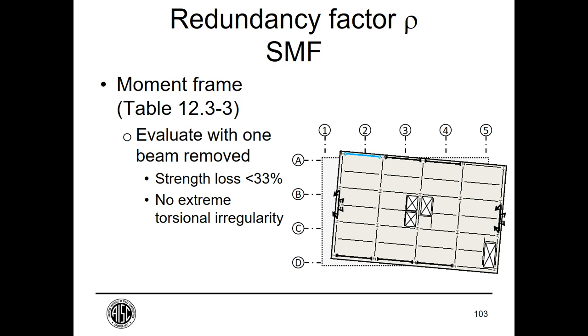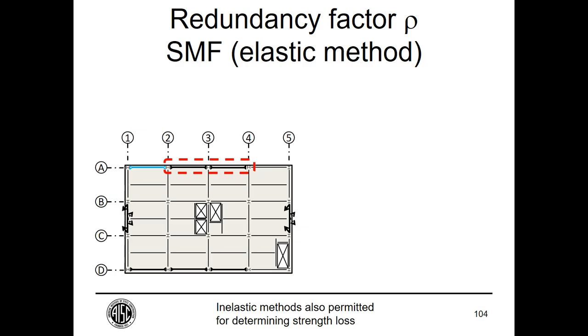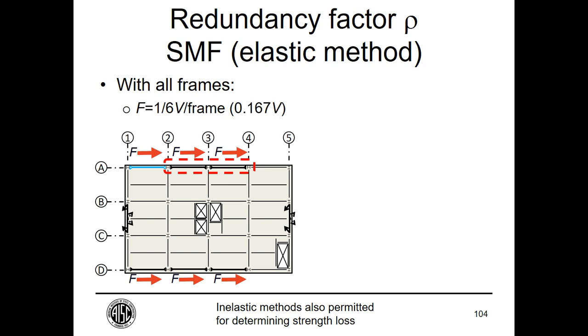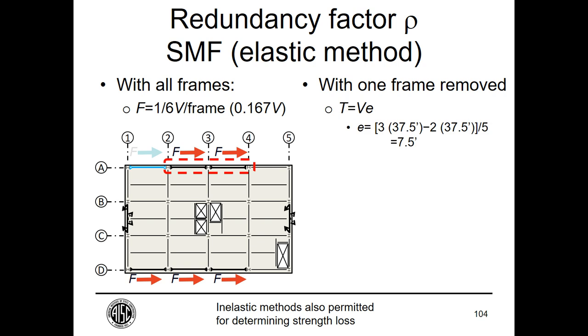And then we're also permitted to do a strength analysis, which may show a redundancy factor of 1.0 in cases where the elastic analysis doesn't. So by way of demonstration, we can do the elastic method here. We're down to 2 frames in this direction. We're going to assume that we have equal loading at lines A and D. In other words, that the braced frames aren't really helping us out.